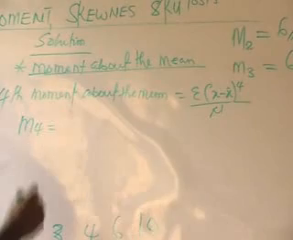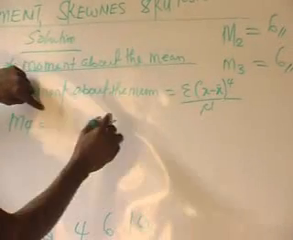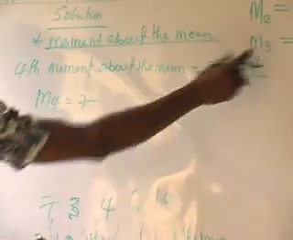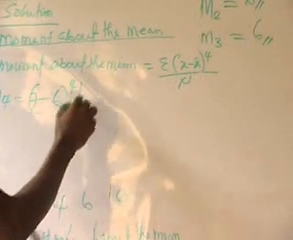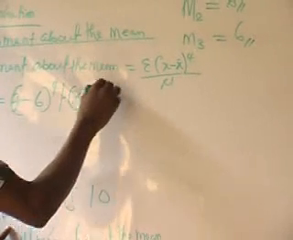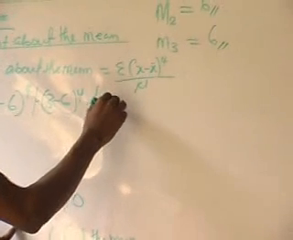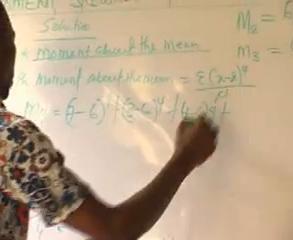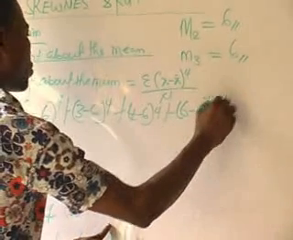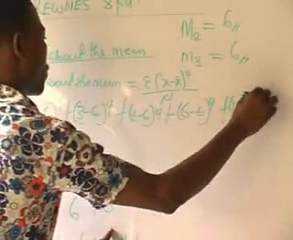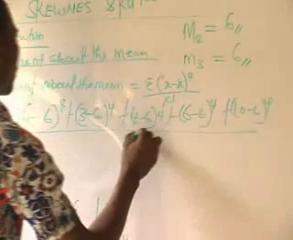Our fourth moment equals X minus X bar. Our X is 7 minus X bar. Our X bar is 6, you know it before. Now plus, the second is 3 minus 6 raised to the power 4. Then plus 4 minus 6 raised to the power 4. Then plus 6 minus 6 raised to the power 4. Then plus 10 minus 6 raised to the power 4. Everything all over 5.